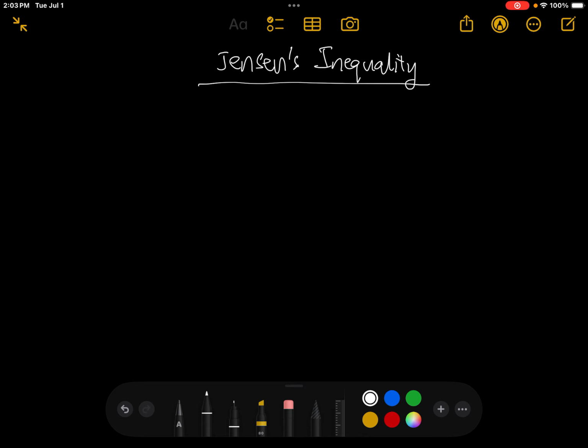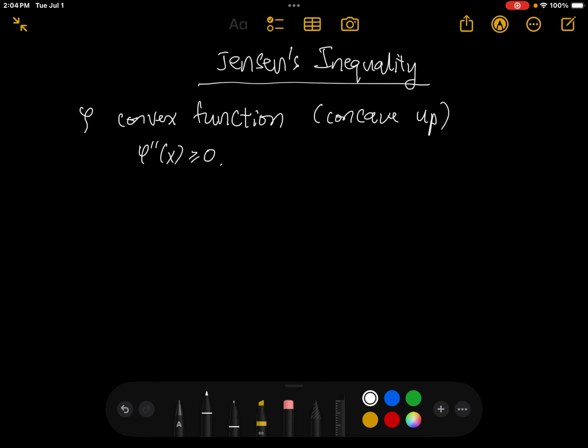So suppose that you have a function that's convex. Let's say that phi is a convex function. Convex functions are often called concave up. And what it means is that the second derivative is always non-negative, so the derivative is always increasing.